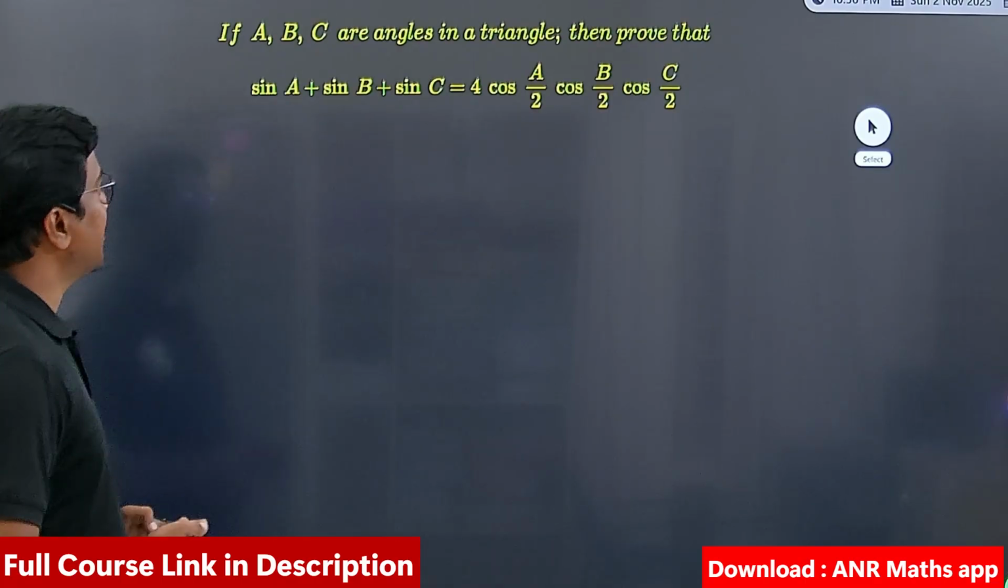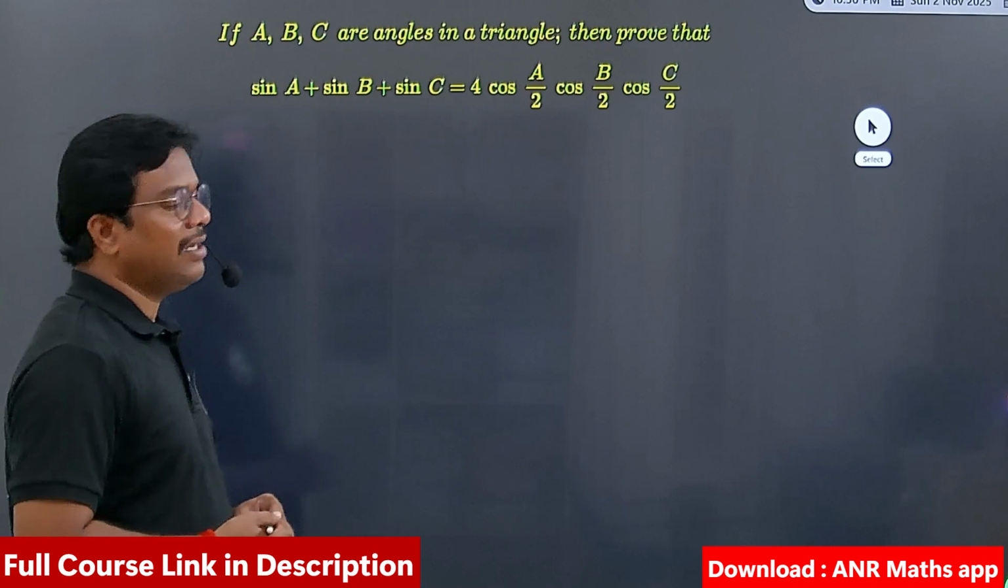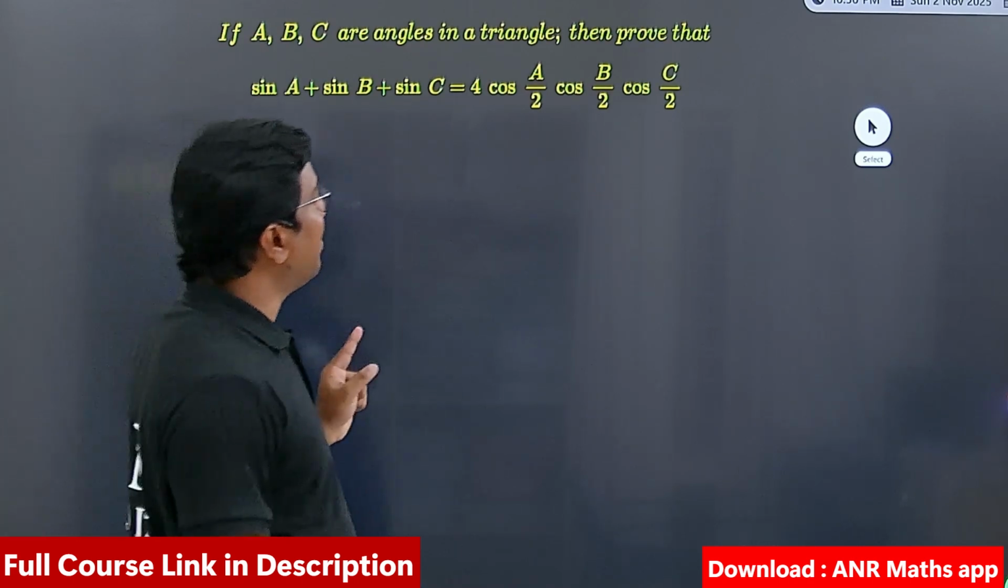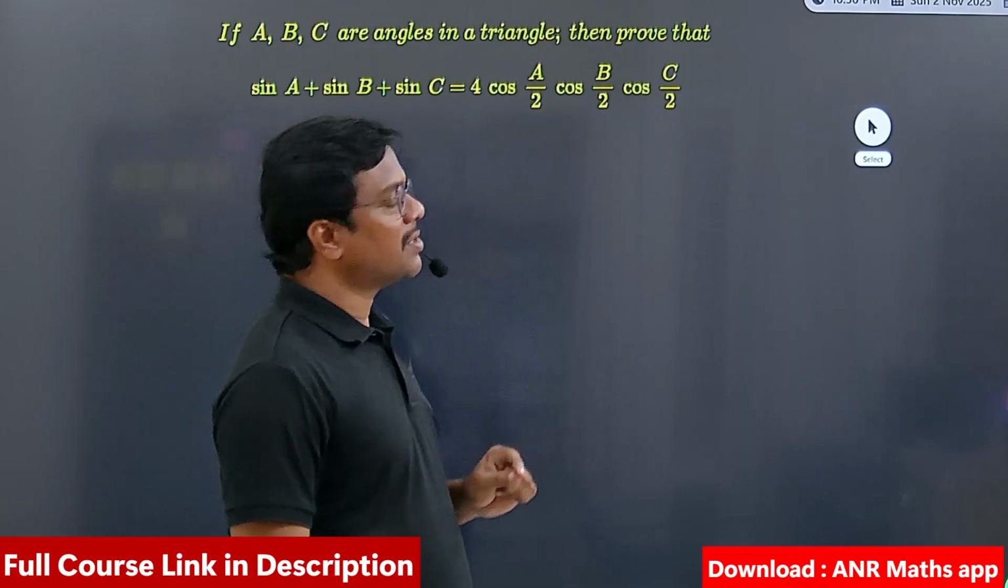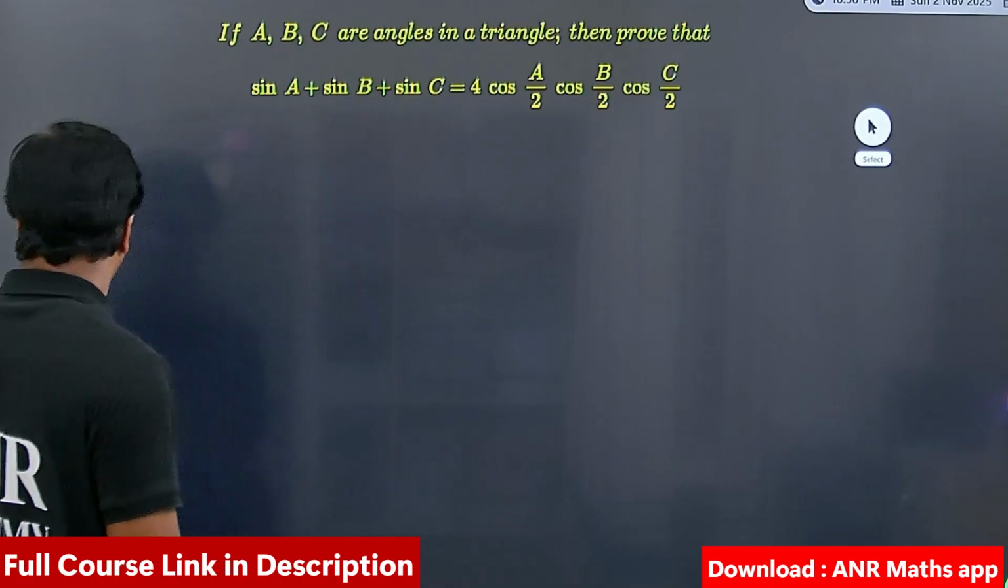Let us see this first question. If A, B, C are angles in a triangle, then prove that sin A plus sin B plus sin C value equal to 4 times cos A by 2 cos B by 2 cos C by 2. This is the question.